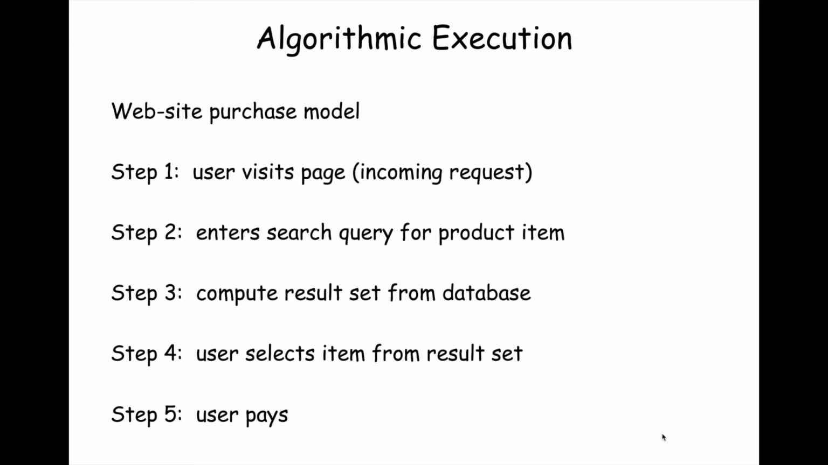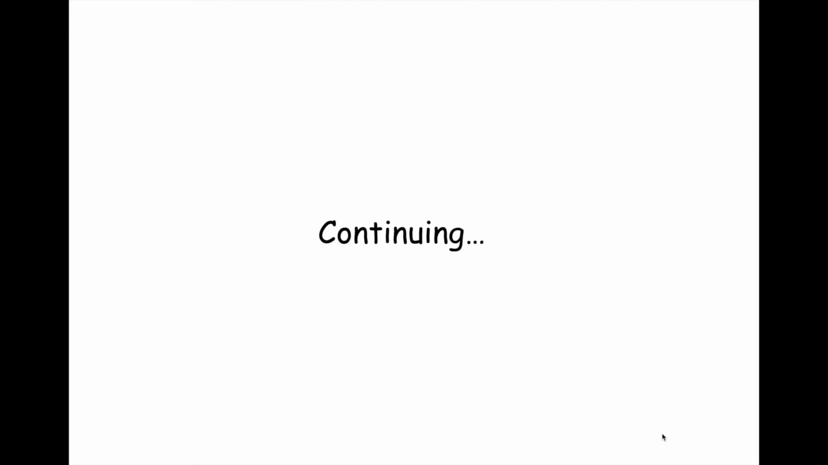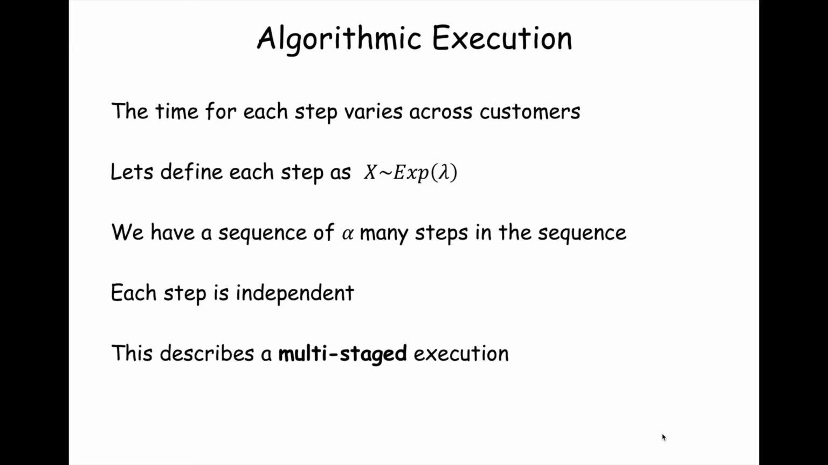Okay, any questions about this? All right, so that's where we left off. And this algorithmic execution, let's continue on, has a name. Each time, as we said, the time between events, so the occurrence of events, we talked about the exponential distribution. And each of these steps in this multi-step execution or multi-stage execution does correspond to an exponential distribution.